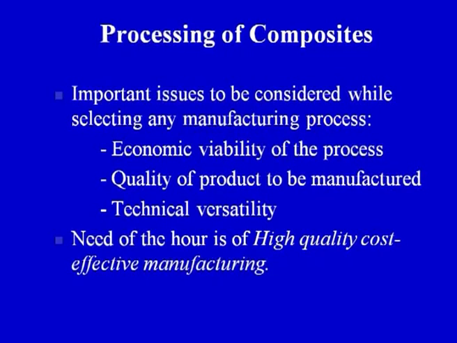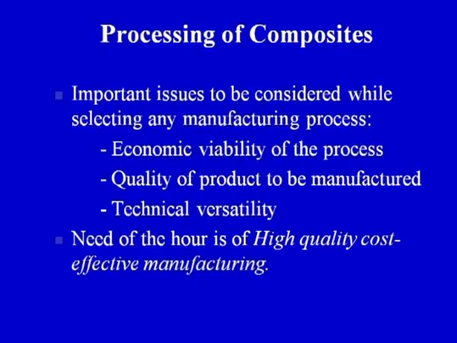Now, processing of composites: important issues to be considered while selecting any manufacturing process. When we are selecting a manufacturing process for polymer matrix composites, we have a series of different types of processes which can be used to blend the two constituents together. What are the two constituents? The two constituents are the fiber and the matrix. So, there are different processes which are used.